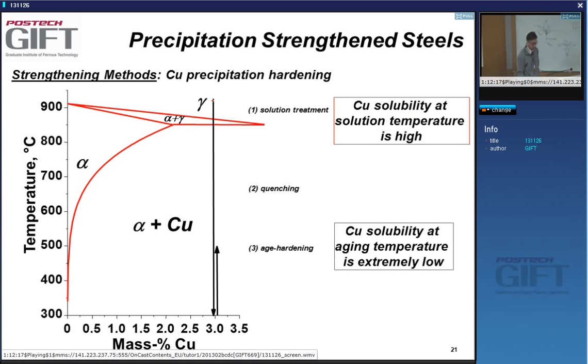Then you quench it to room temperature, and the solubility at this temperature is very low. So when we age the material, we reheat it to 500 degrees C. You can see the solubility is very low, yes? Copper will precipitate. First it nucleates, then forms clusters, then the clusters will grow, and you'll get this structural change also.